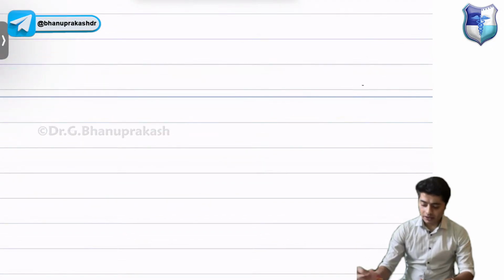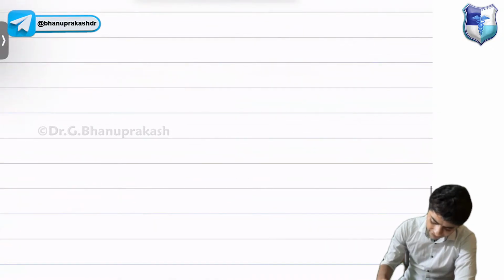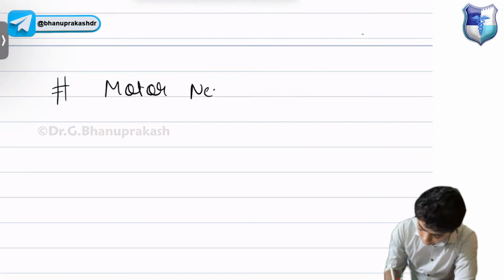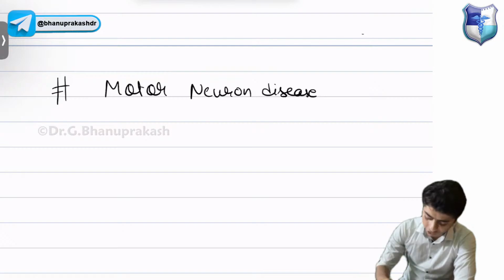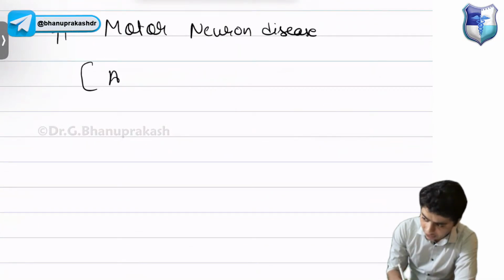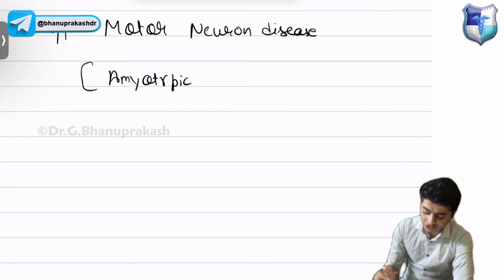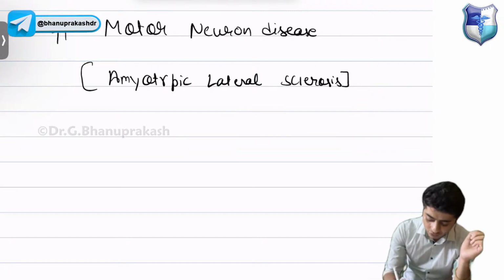Now, as Puneet has told, we will discuss something about motor neuron disease, and especially the motor neuron disease we'll discuss is amyotrophic lateral sclerosis. Okay. Now in MND, what can be affected?